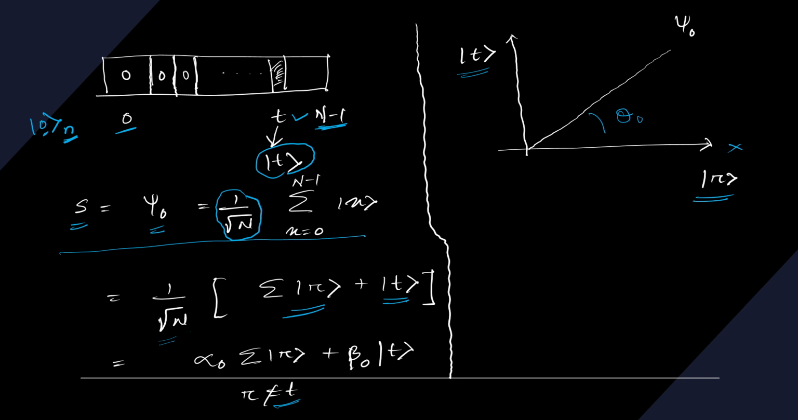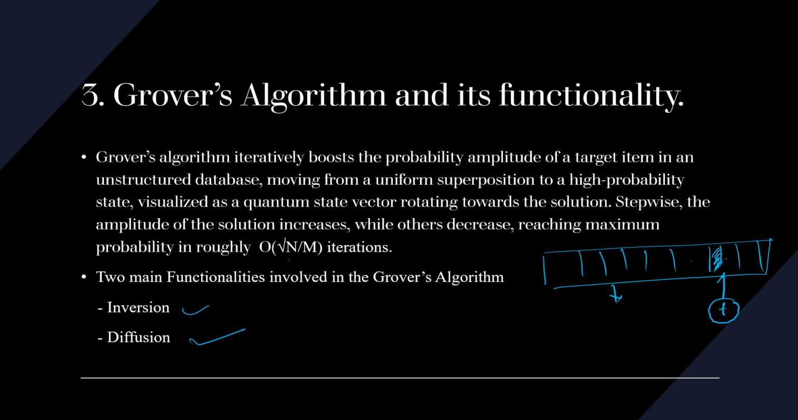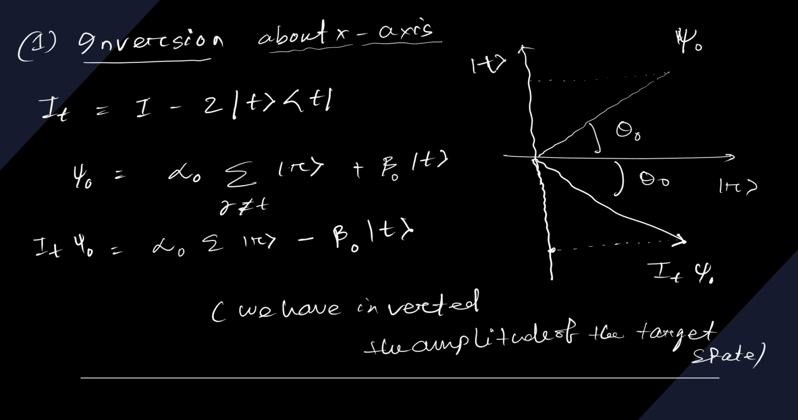Now let's discuss briefly the two steps: the inversion and diffusion states. Let's call it inversion about the x-axis. Inversion means there is an inversion operator involved, that is I minus 2, which is called the outer product of the target state.